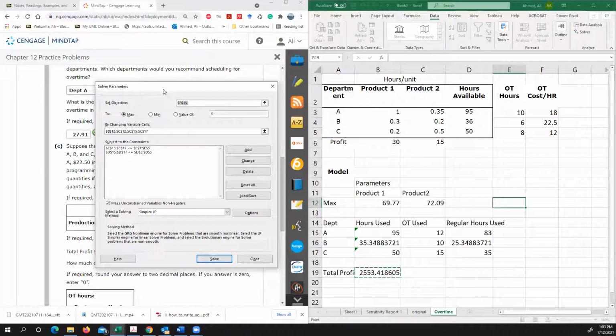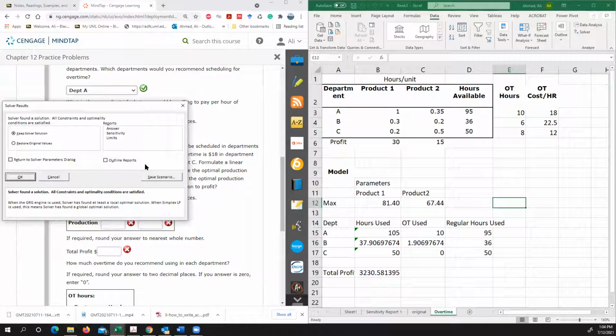C15, C17, E3, E5. E3 is this one. This looks correct. And then we have D15, D17, which are these cells. They still have to be less than the available hours. Okay, so let's solve the problem. And we will again print out the sensitivity report.